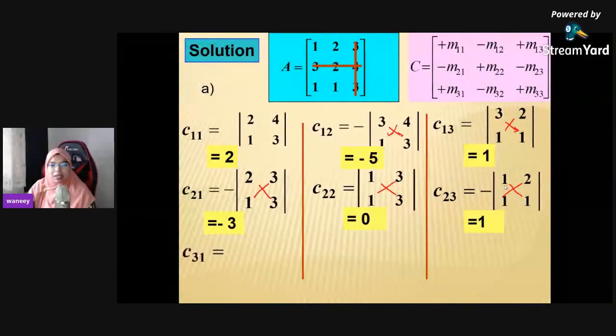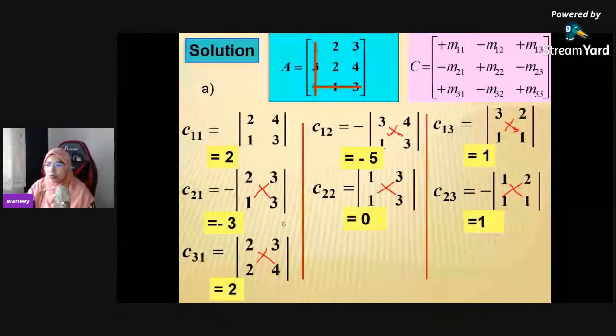Now the last three, starting with C31. Deleting third row, first column, we will get 2, 3, 2, 4. And then again AD minus BC, so 2 times 4 minus 2 times 3. So the answer is simply equal to 2.